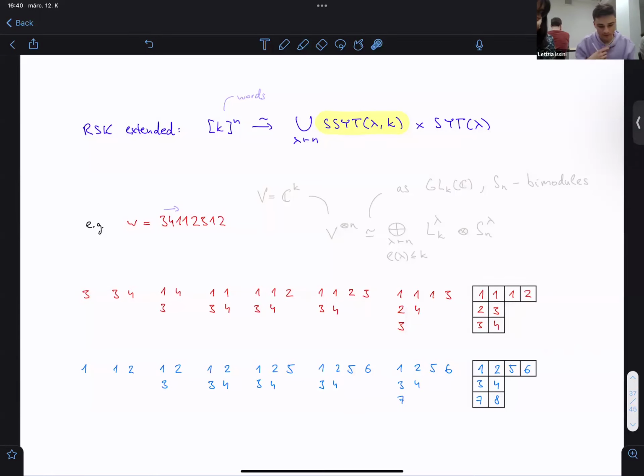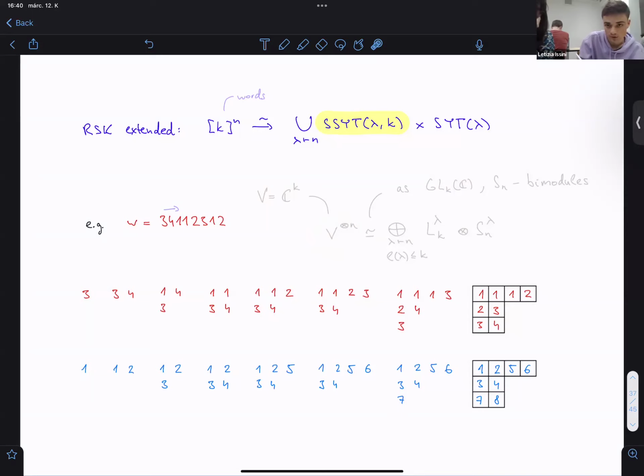And again, there's a bit of representation theory behind this. So, well, let's take a vector space V equals C to the k, and then GL_k(C) is acting on this by matrix multiplication. This action extends diagonally to the n-fold tensor product of V, but also S_n acts on the n-fold tensor product by swapping the tensor factors.